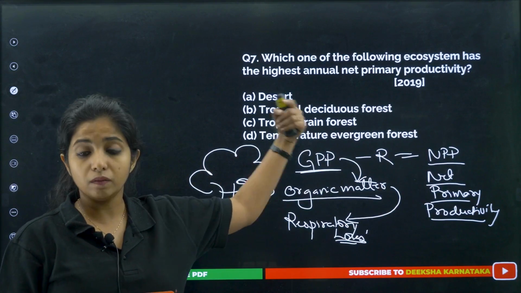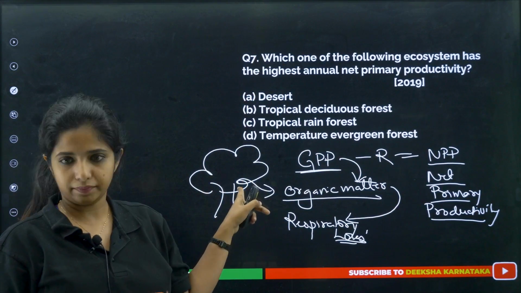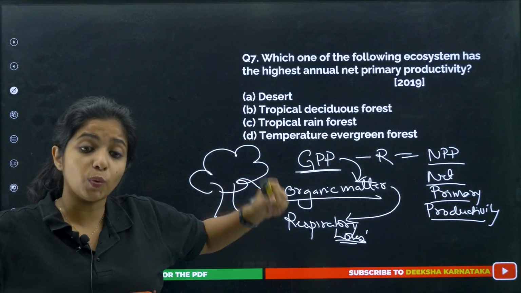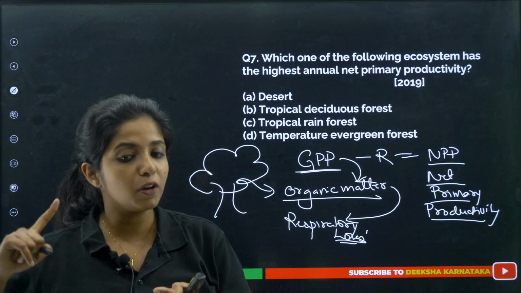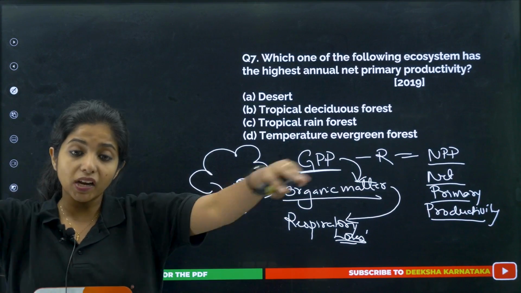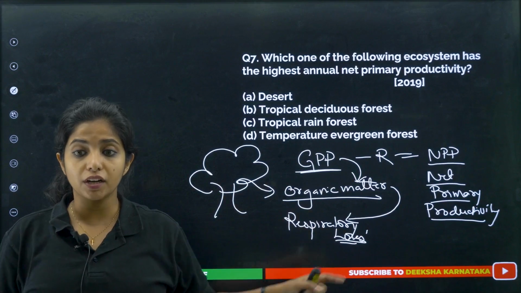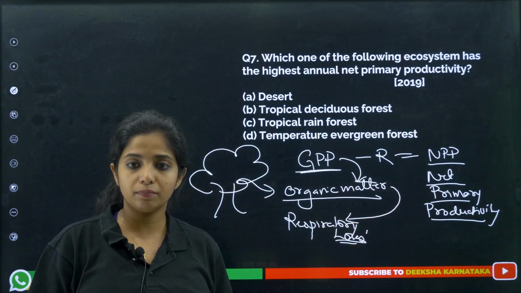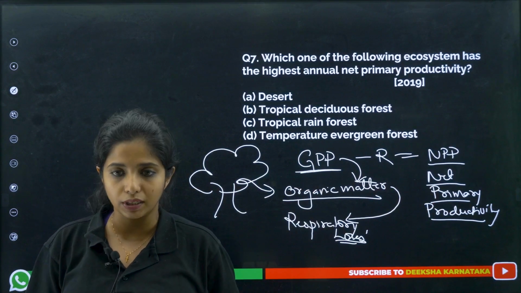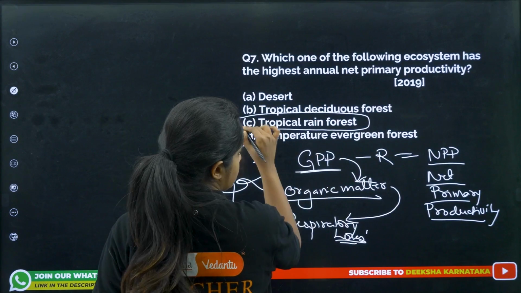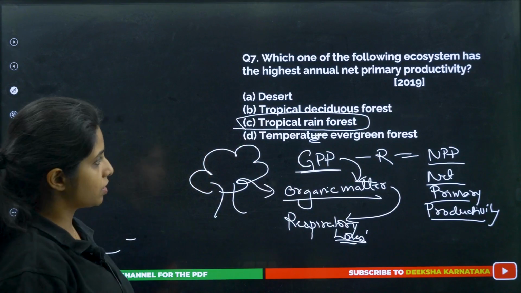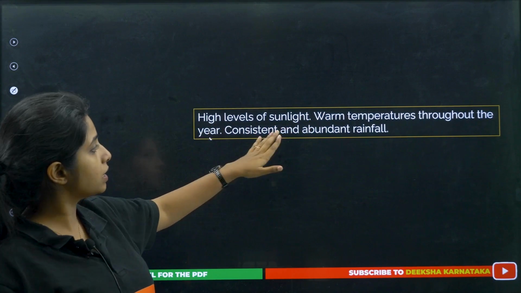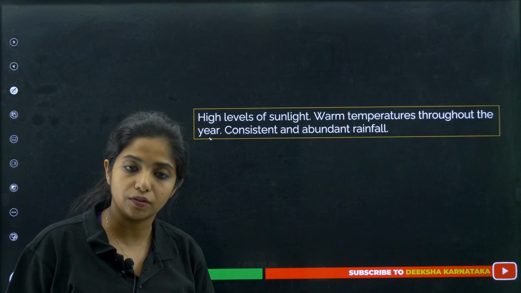So, net primary productivity will be more in the case of desert. Do you think so? Plant itself is less. Tropical deciduous forest, no. Tropical rainforest, yes. Because there is ample sunlight and ample rainfall, the annual net primary productivity would be way too much. Even though they utilize it for their own good, there would still be too much to give, because it is the annual net primary productivity rate that we are talking about. The answer becomes this. It is not temperature, it is temperate evergreen forest. Why? Because high sunlight, warm temperature throughout the year, and consistent and abundant rainfall is there. That is the reason for this.